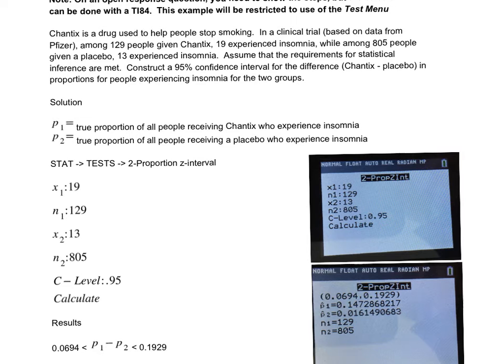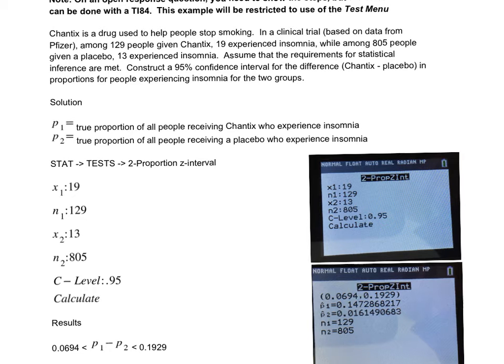First thing, state your parameters. Parameter 1 is the true proportion of all people receiving Chantix who experience insomnia, and parameter 2 is the true proportion of all people receiving a placebo who experience insomnia. And we're looking for the difference between those two. If the true proportion of people who receive Chantix is greater, then we take that and subtract the second proportion, which is people who receive a placebo and experience insomnia, then it should be positive. It should be greater in all cases, right? But we're going to look at 95% of the cases, which is a pretty solid confidence level.